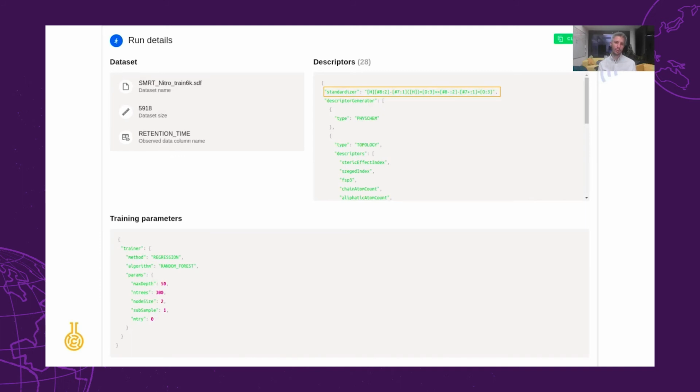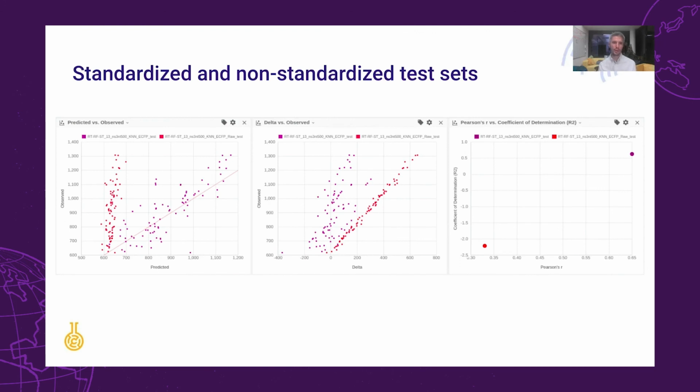The other configuration included this standardizer action that translated the wrongly represented nitro group into the charge separated correct representation. But that was the only difference between the two models. And here you can see the results. The predicted and the observed values are plotted on the first chart. The purple symbols are the test sets with standardization, while the red dots are without standardization. As you can see, there is a better fit for the standardized case.